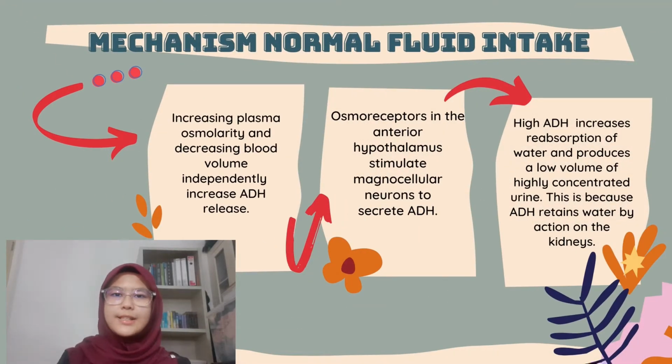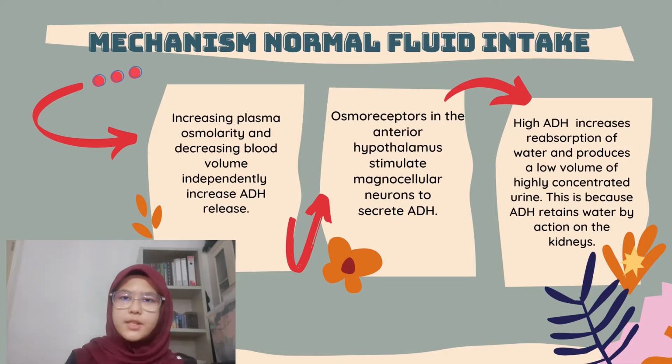Moving on to the mechanism of consuming a low volume of normal fluid, which causes dehydration. Firstly, increasing plasma osmolarity and decreasing blood volume independently increase ADH release. Osmoreceptors in the anterior hypothalamus stimulate magnocellular neurons to secrete ADH. High ADH increases reabsorption of water and produces a low volume of highly concentrated urine.